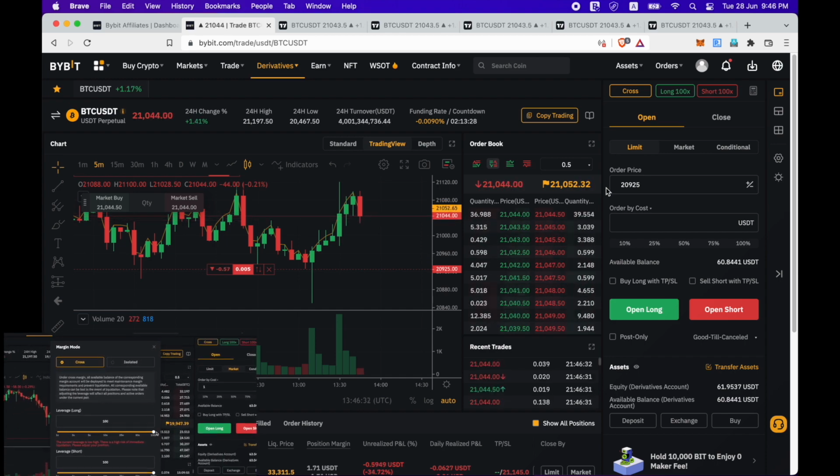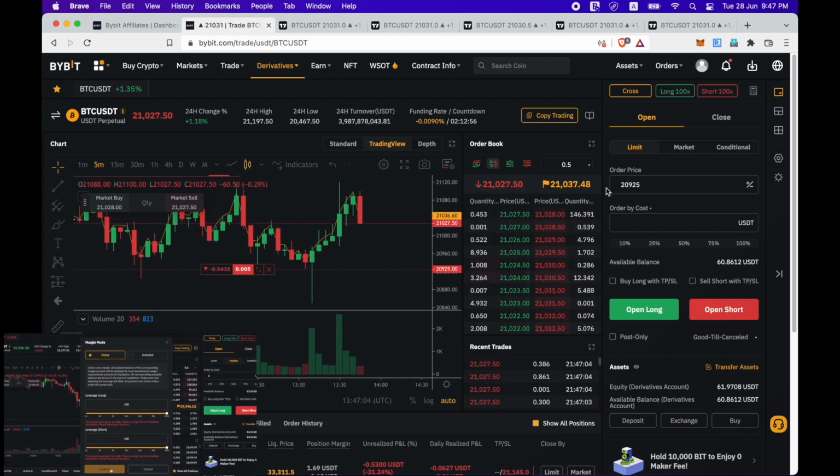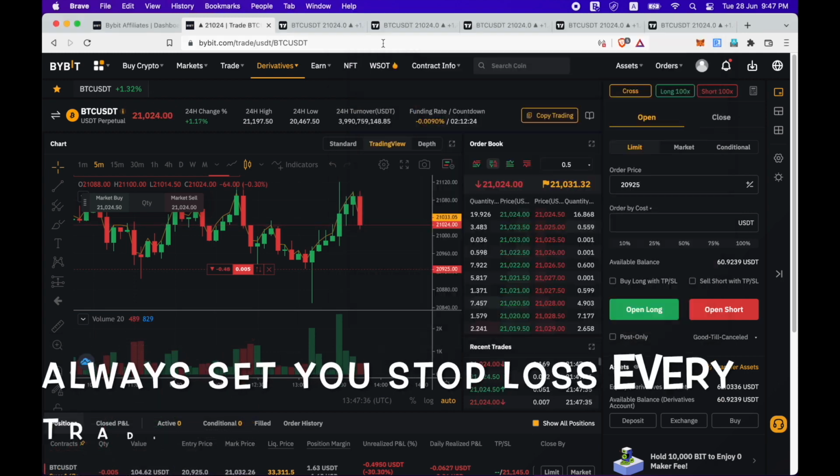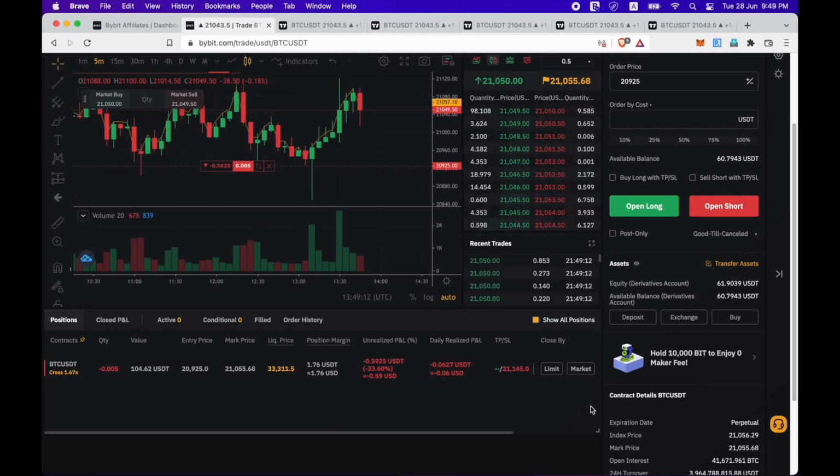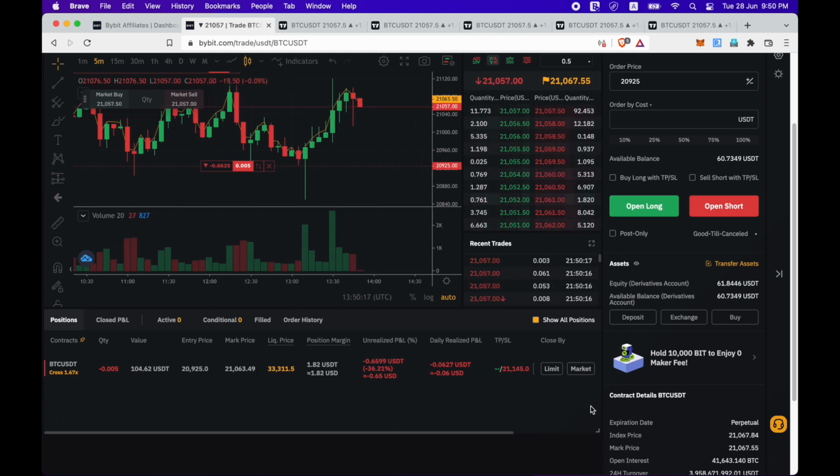But be aware, always set your stop loss for each trade in cross mode. If you get liquidated in a trade, your entire wallet will get liquidated. So your entire fund in the derivatives wallet will be gone.